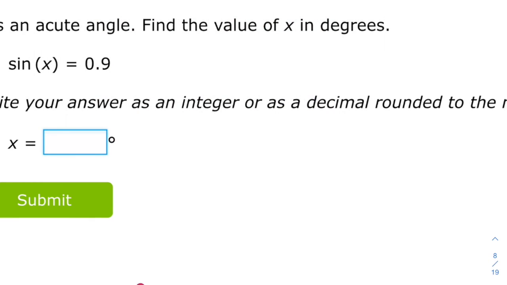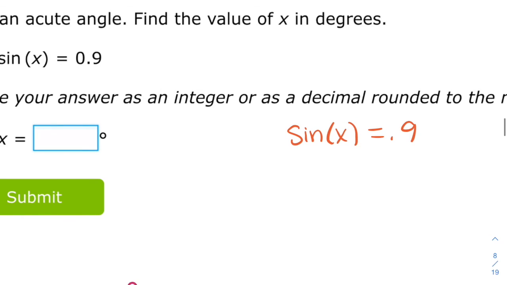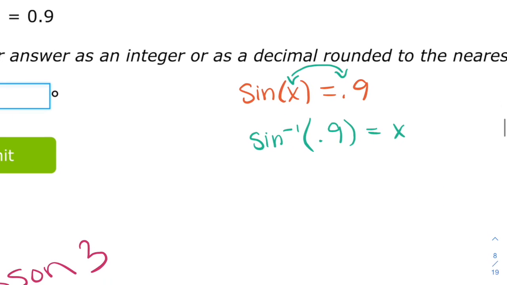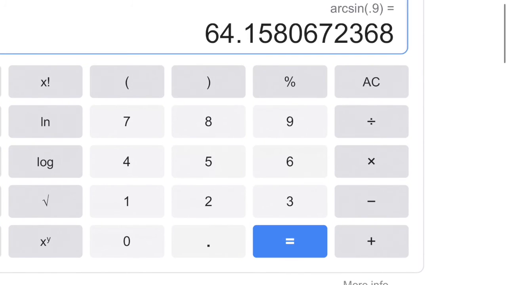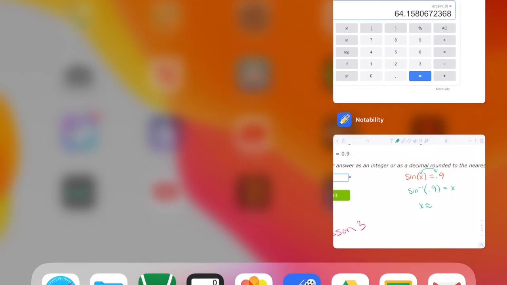Sine of x equals 0.9. Okay, there we go. Sine inverse of 0.9 equals x. X approximately equals, so we're going to evaluate sine inverse. We get 64.158.